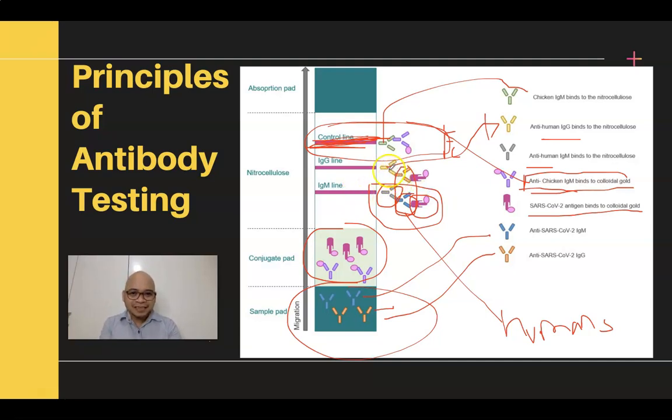If you're positive with IgG, the anti-human IgG is actually waiting at the IgG line, but your human IgG will pass through here, and the Fc portion of your IgG will bind at the Fab portion of the anti-human IgG, together with the antigen. Is antigen needed? Yes, because antigen is needed in order for the reaction or immune complex to take place in the respective IgG and IgM.